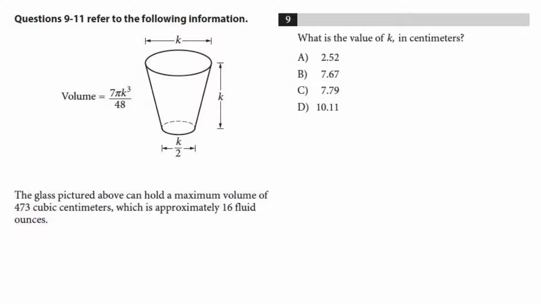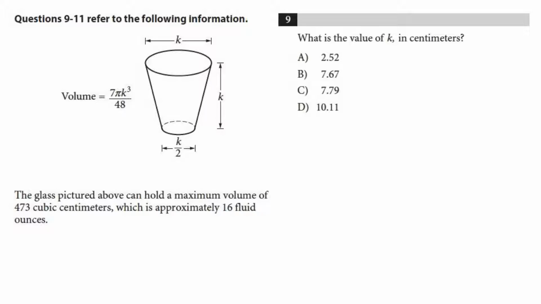Okay, number 9. What we have here, the glass pictured above can hold a maximum volume of 473 cubic centimeters, which is approximately 16 fluid ounces. What is the value of K in centimeters?